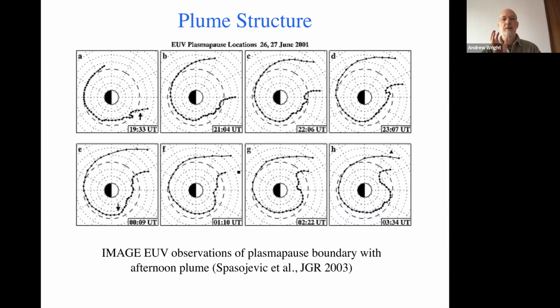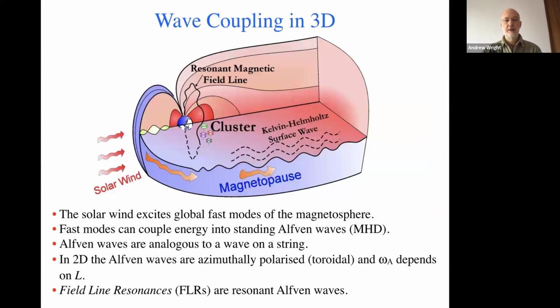As I mentioned, if you go close into the Earth, you can imagine a simple model would just treat the plasmasphere and plasmapause as being axisymmetric. In that case, it's 2D. But if it was non-axisymmetric, then we'd have to think about wave coupling in 3D, and that's really at the heart of this talk.